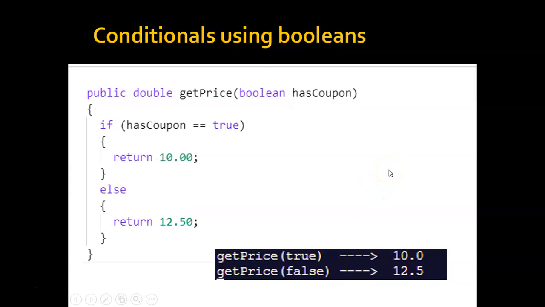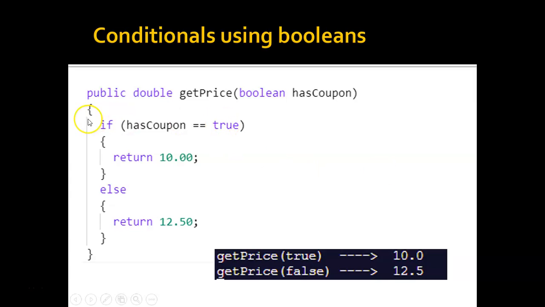Here's an example where you're returning a double, so a decimal value, and you are taking a boolean as the parameter. getPrice is the name of the method. boolean hasCoupon is either a true or false parameter, so they're either going to put in true or false when they call the method. If hasCoupon is true, you're returning 10. But if it's not, then you're returning 1250.